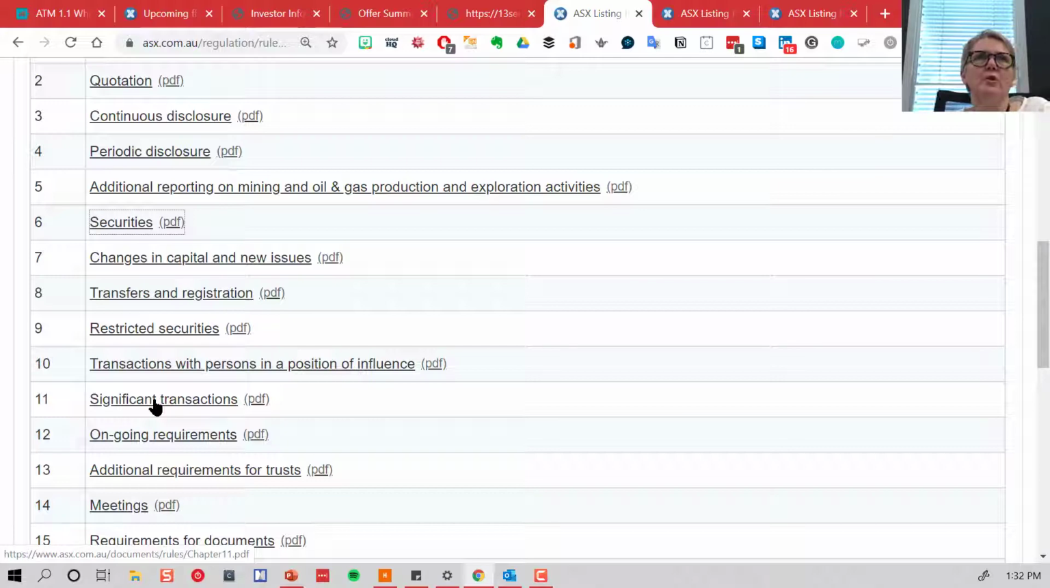The rules also look at changes in our capital and new issues. So new issues, just because we've got to listing doesn't mean that we might not go out to the public and ask for more money again in the future. Sadly, with my company, we've done that a number of times. But again, every time that we issue new shares, we are effectively changing the proportions of the pie.